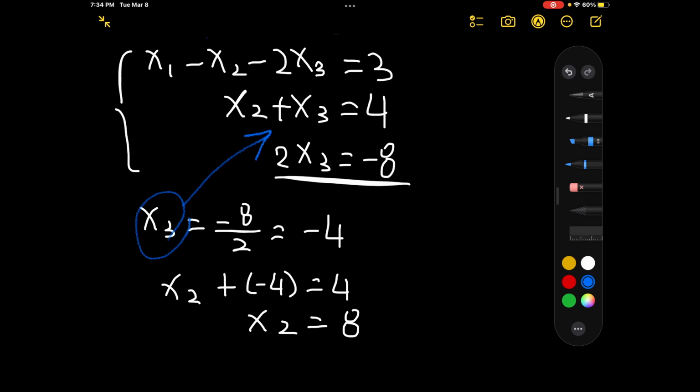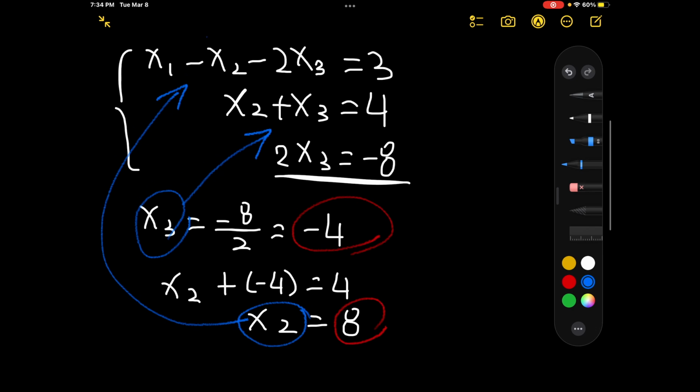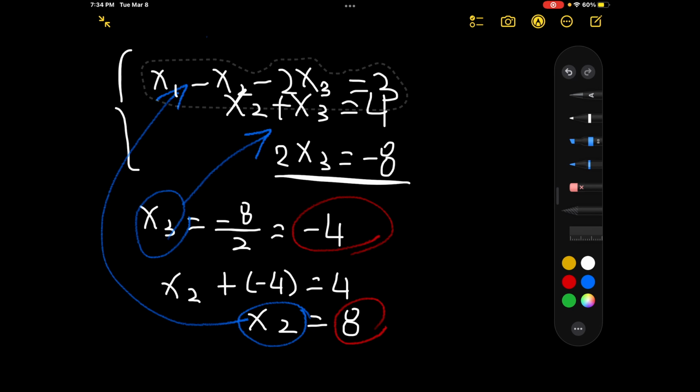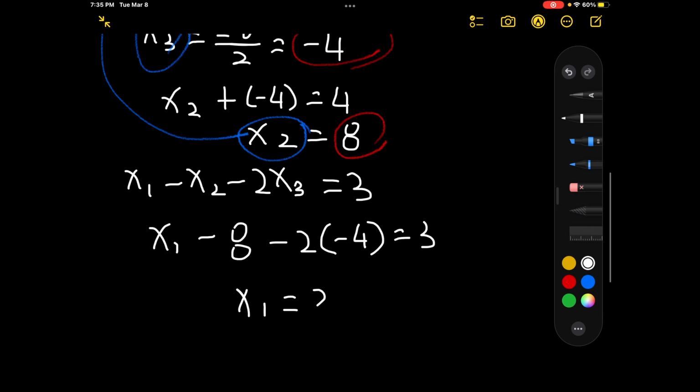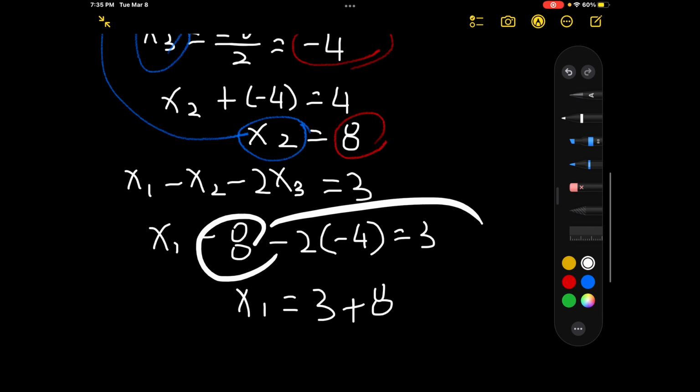And now we have x3 and x2. Now we can substitute x2 and x3 into equation 1. We have x1 minus x2, where x2 is 8, minus 2 times x3, where x3 is negative 4, equals 3. What we get is x1 equals 3, moving the plus 8 over and subtracting 8, so x1 equals 3.